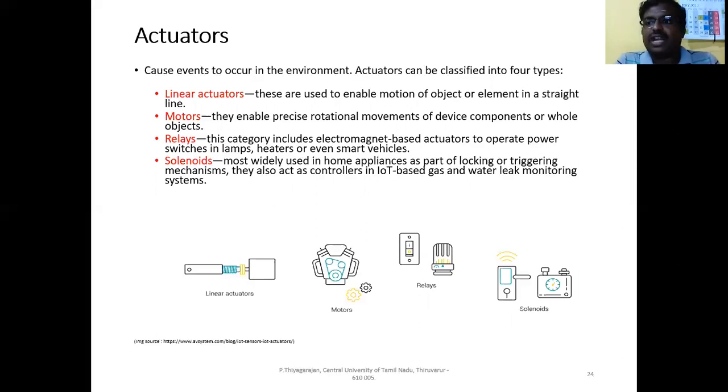The triggering mechanism mainly works in home appliances, because if certain conditions occur, then a certain action has to take place. Certain action has to take place only if the condition has been met. For this purpose we use solenoids. For example, if there is a gas leakage, then we have to raise an alarm. So when a triggering mechanism is required, solenoid actuators are used.